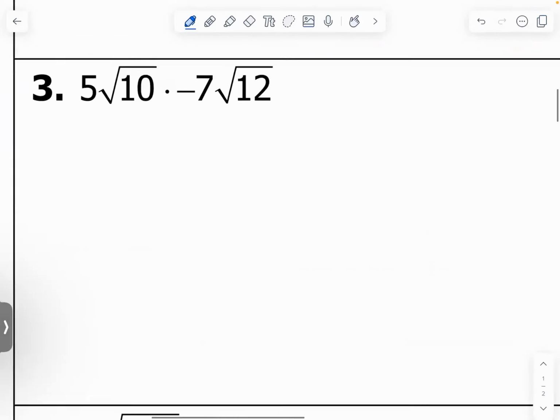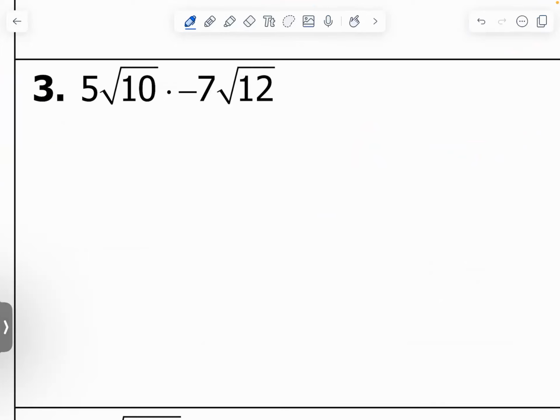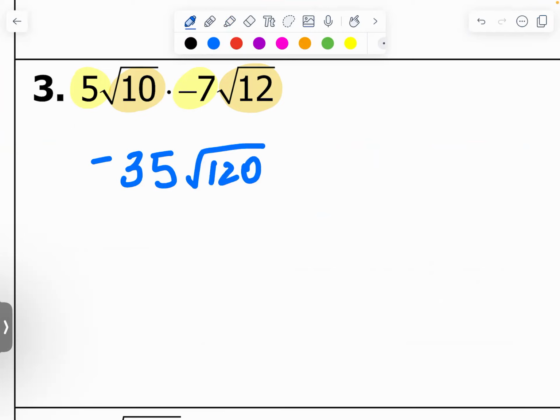On number 3, Brooks, you had mentioned this earlier. What do we need to multiply together first? If we take 5 times -7, we get -35. Now let's take our radicals, 10 times 12. Is this a simplified radical? No. 120. 30 times 4.